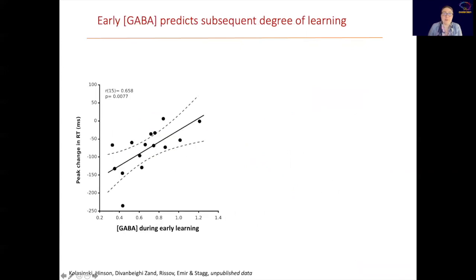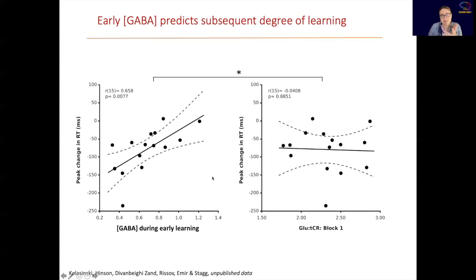And we can begin to relate this. So there is a relationship between GABA very early on in that process and the amount they end up learning that is not there with our glutamate.